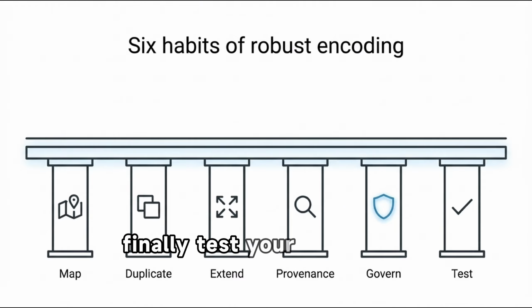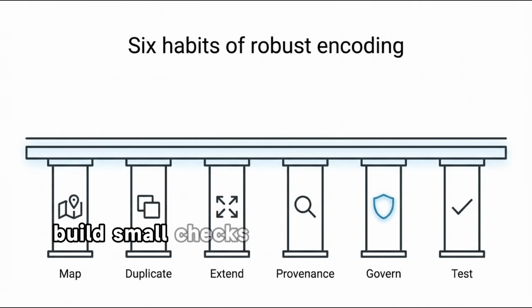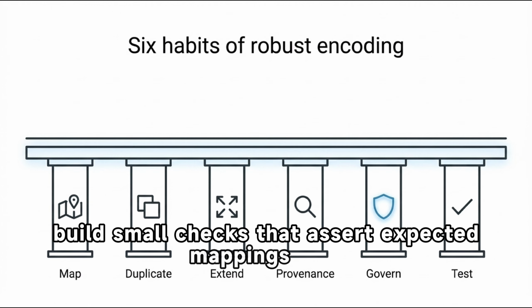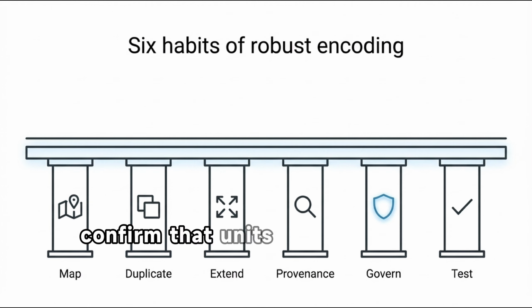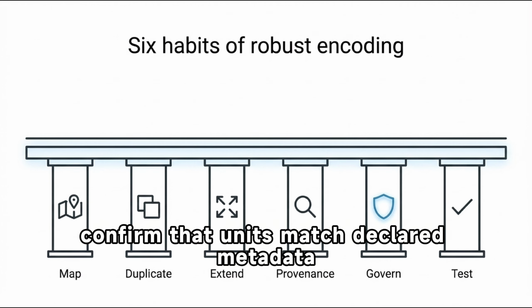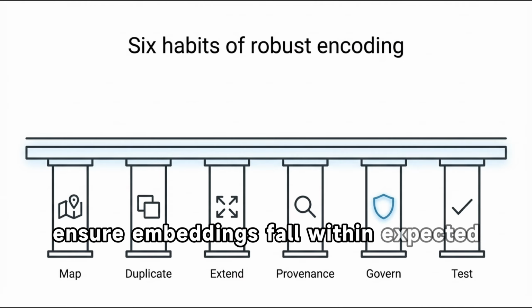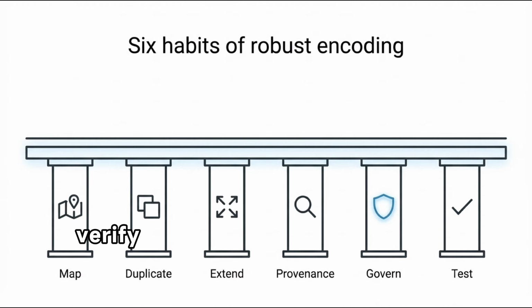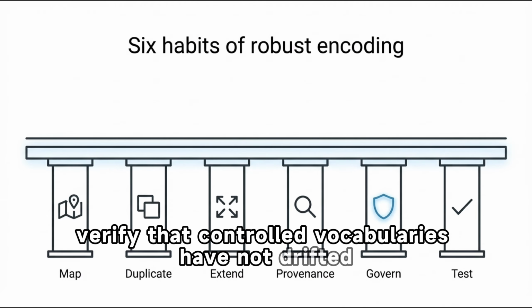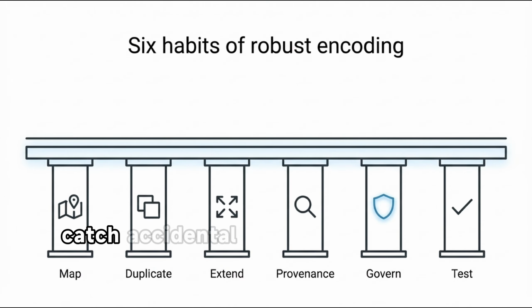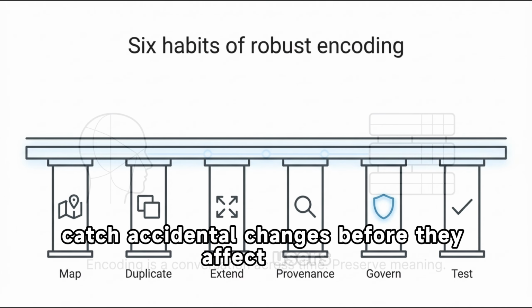Finally, test your encodings. Build small checks that assert expected mappings exist. Confirm that units match declared metadata. Ensure embeddings fall within expected ranges. Verify that controlled vocabularies have not drifted. These tests catch accidental changes before they affect users.